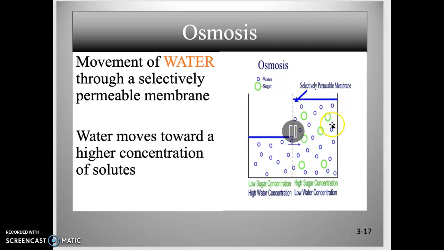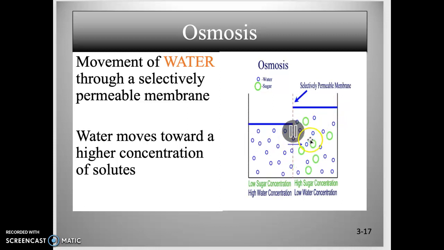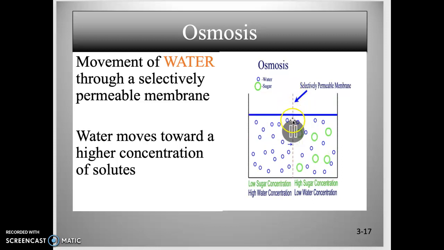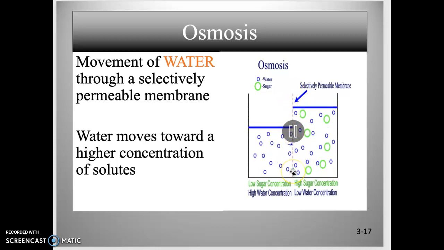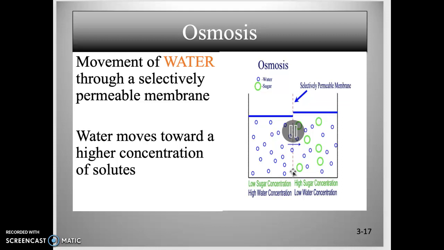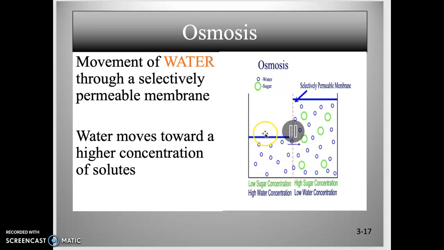Mr. Del Prado, how come the green circles can't go the other way? That's why I made it sucrose, because it's too big to diffuse through the cell membrane. So you can look at osmosis in two different ways.